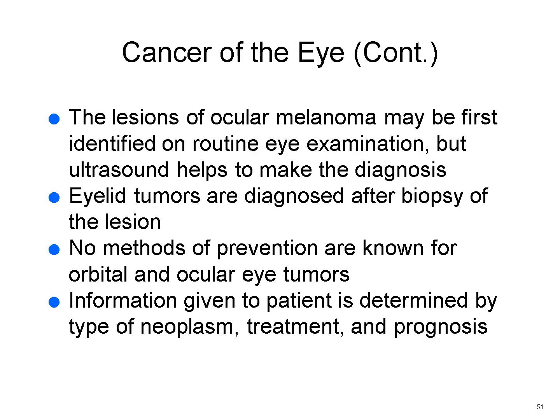Ocular melanoma may be first noticed during a routine eye exam. Ultrasound imaging helps confirm the diagnosis. Tumors on the eyelid are typically biopsied to determine if they are benign or malignant. Treatment depends on the type, size, and location of the tumor and may include surgery, radiation, or chemotherapy.